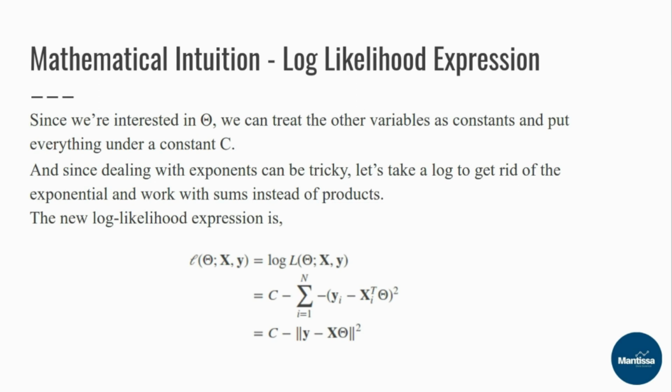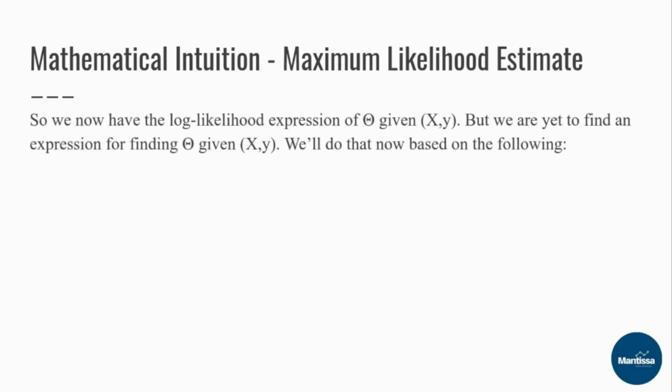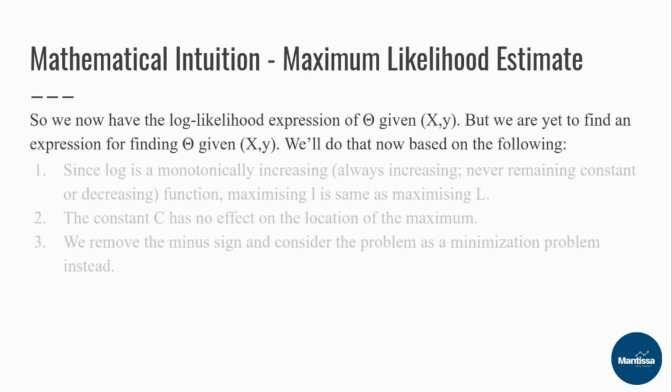Remember, where did we start? We started off with the likelihood expression. And even before the likelihood expression, we started defining the probability of getting x comma y given theta. We also defined the likelihood of getting theta given x comma y. And then we came further and derived this log likelihood expression. So now we have the log likelihood expression of theta given x comma y. But we are yet to find an expression for finding theta given x comma y. We'll do that now based on the following.